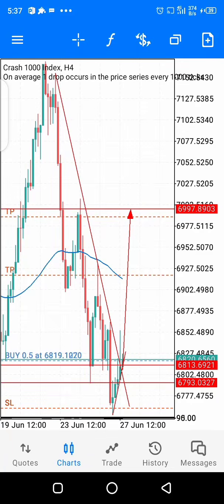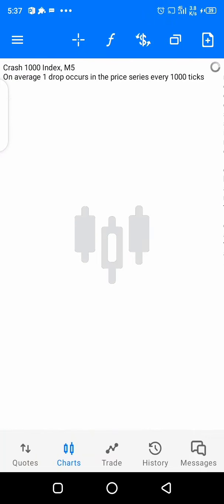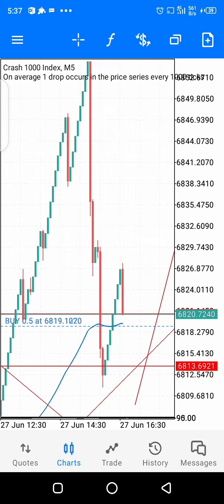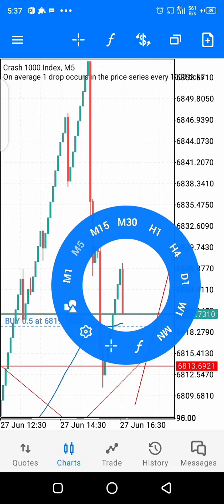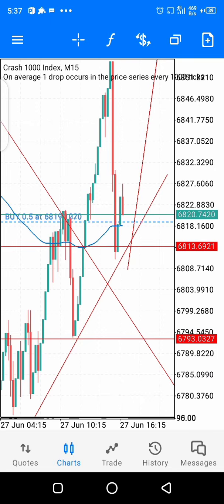So it might spike, but I'm not afraid of the spike because I know the direction of the market. You can see it just spiked, but I'm not afraid because I know the direction of the market. Price will definitely go up. So let's add the indicators.